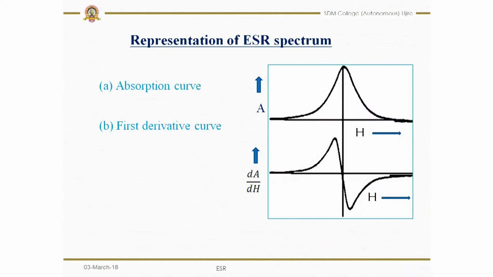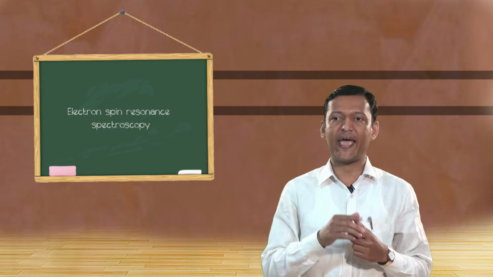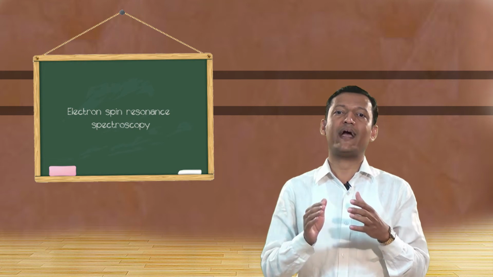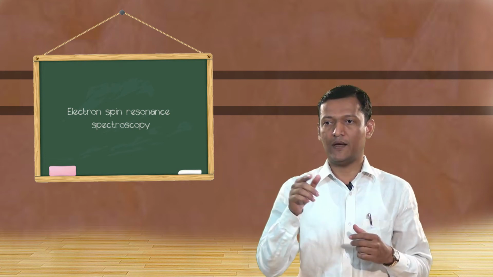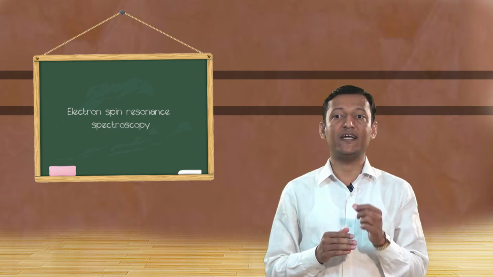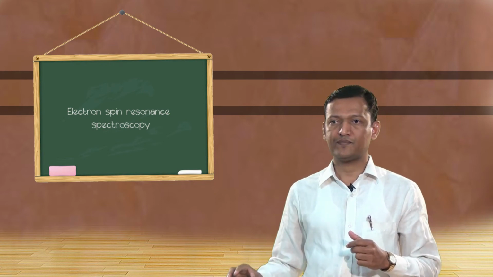Since it is an absorption spectrum, we can represent it in terms of an absorption curve as we find in the case of UV visible spectroscopy, but in the case of ESR we usually represent ESR spectra in terms of a first derivative curve, as we can see on the screen, where we take the first derivative of absorption with respect to magnetic field along the y-axis, and the external magnetic field applied is taken along the x-axis. So this is how the ESR spectrum is represented in terms of a first derivative curve.